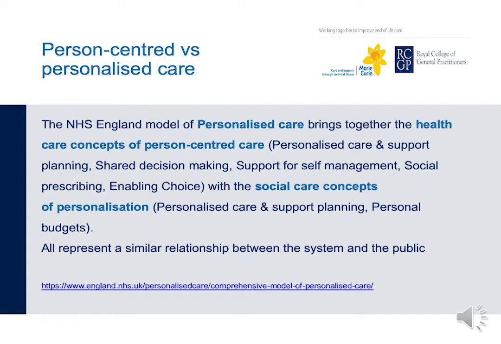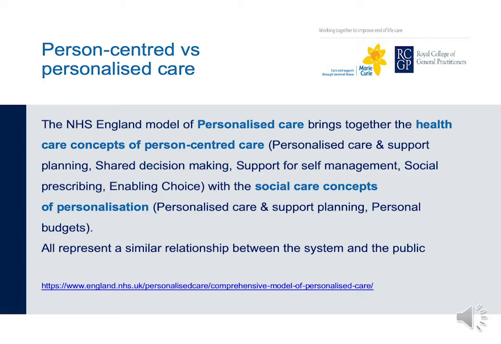Now, you may have heard reference both to person-centered care and personalised care, which may be confusing. So we'll pause a bit to consider where they fit together. These are very similar and overlapping concepts. The NHS England Comprehensive Model for Personalised Care brings together the healthcare concept of person-centered care and the social care concept of personalisation. The healthcare concept of person-centered care involves personalised care and support planning, shared decision-making, support for self-management, social prescribing and enabling choice. The social care concept of personalisation involves personalised care and support planning again, and personal budgets.